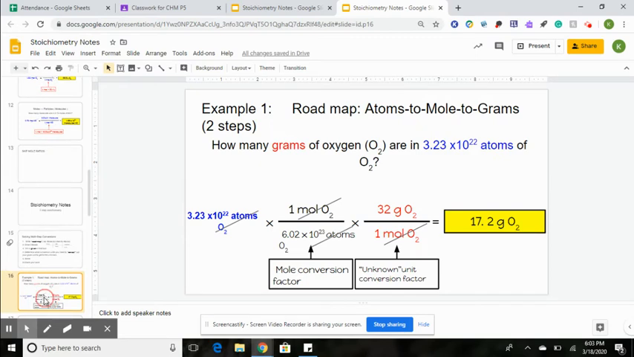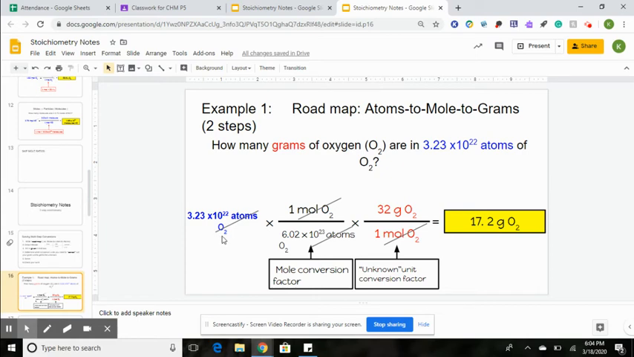So first example here, how many grams of oxygen, O2, are in 3.23 times 10 to the 22nd atoms of O2? Again, we're going to start with how many atoms we're given. So we're going to put 3.23 times 10 to the 22 atoms of O2 in our given here. Now notice I put in boxes, and again, you don't have to. Under practice worksheet, I use boxes. I just like to separate my stuff that way. Boxes, lines, these both mean the same thing. It's all conversion factors.